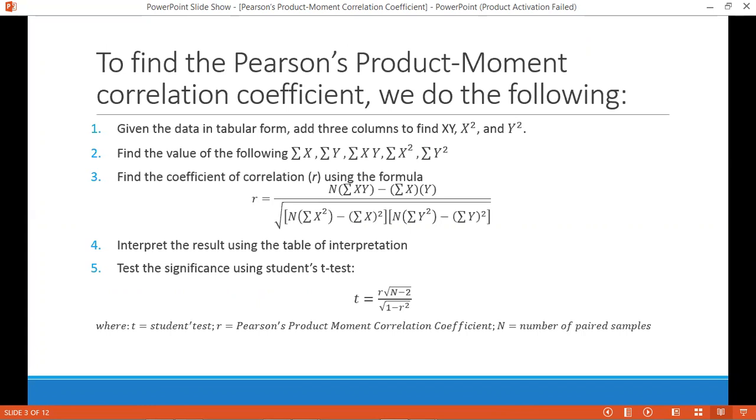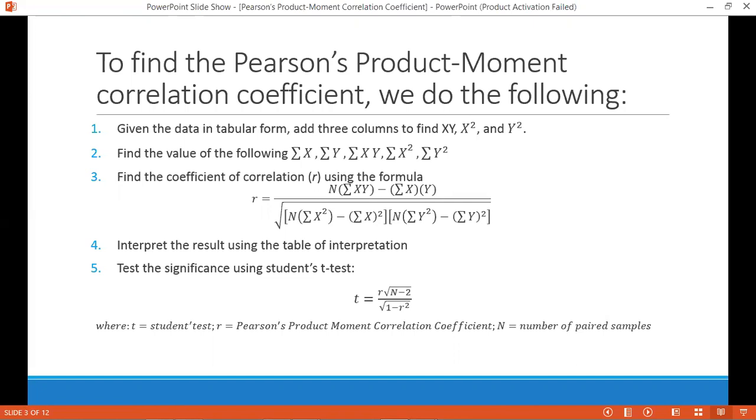First, given the data in tabular form, add three columns to find the xy, the x squared, and the y squared. Number two, find the value of the following: the summation of x, the summation of y, the summation of xy, the summation of x squared, and the summation of y squared. Then third, find the coefficient of the correlation using the formula below. Fourth, interpret the result using the table of interpretation. And then fifth, test the significance using students' t-test.